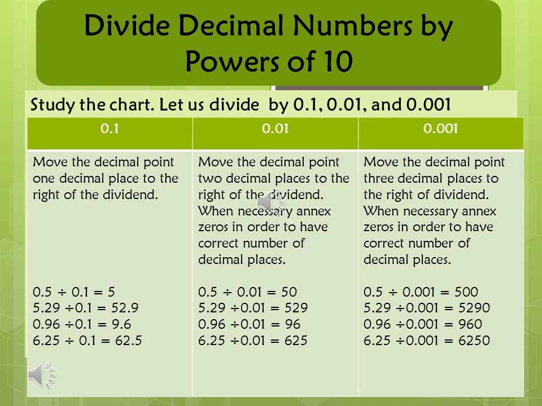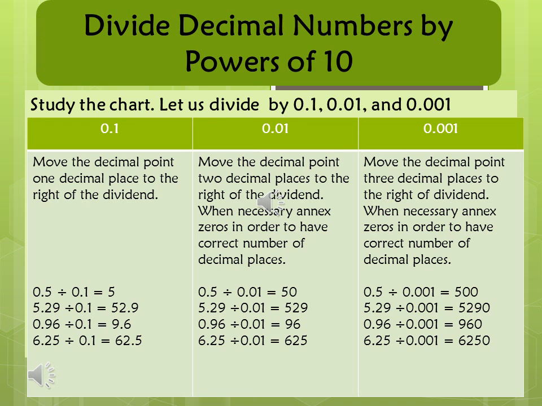Ngayon naman, how to divide by 1,000s. Move the decimal point 3 decimal places to the right of dividend. When necessary, annex zeros in order to have correct number of decimal places. So, example din natin, 5/10 divided by 1,000. I-move natin siya ng 3 beses. So, 1, 2, 3. So, mag-a-annex kayo ng 2 0. Ang sagot ay 500.